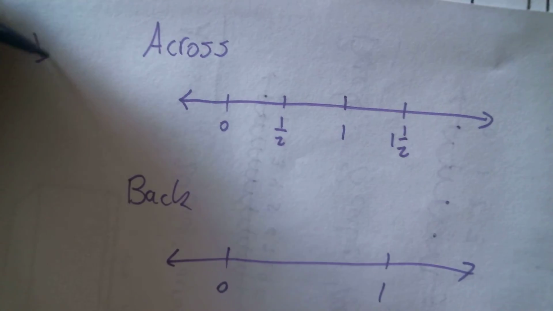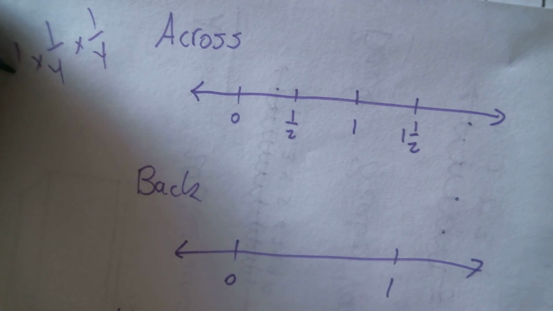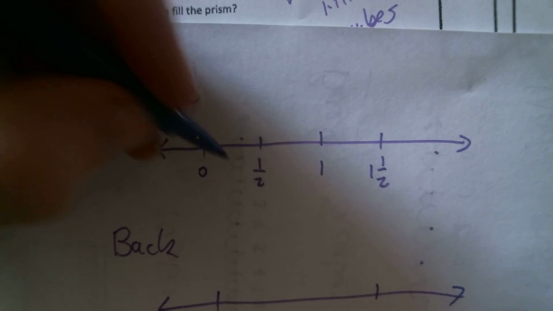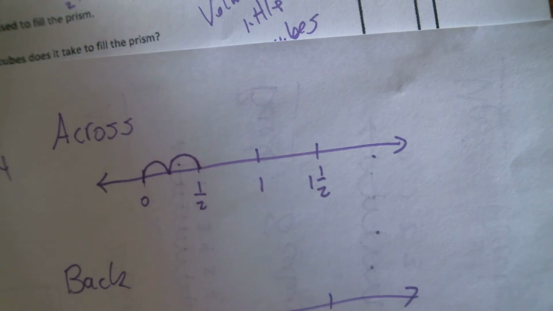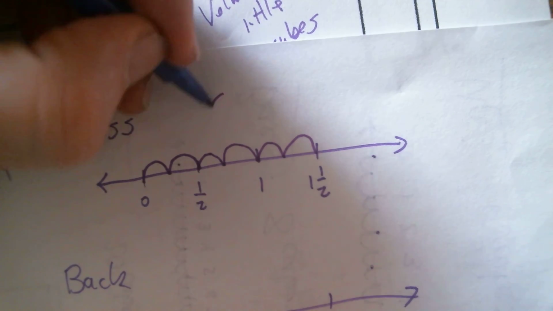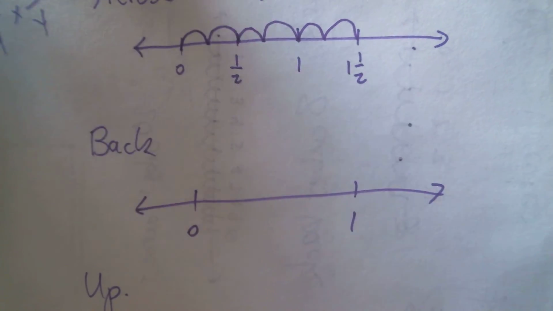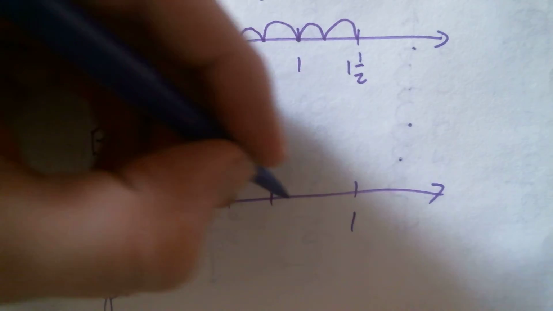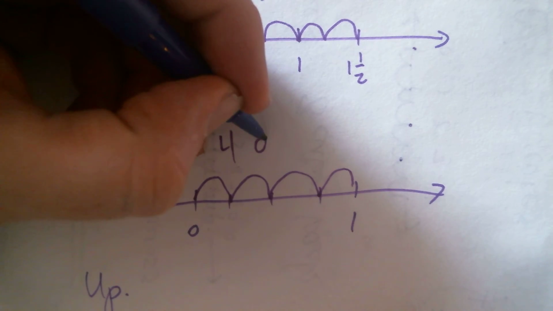And so I just have to ask myself, this is a 1/4 size cube, 1/4 by 1/4 by 1/4. So how many would fit across? Well, here, across would fit 1, 2, 1/4 is a half of a half, 3, 4, 5, 6. So 6 across. How many would fit back? Well, it's 1/4, right? So 1, 2, 3, 4. 4/4. So 4 back.